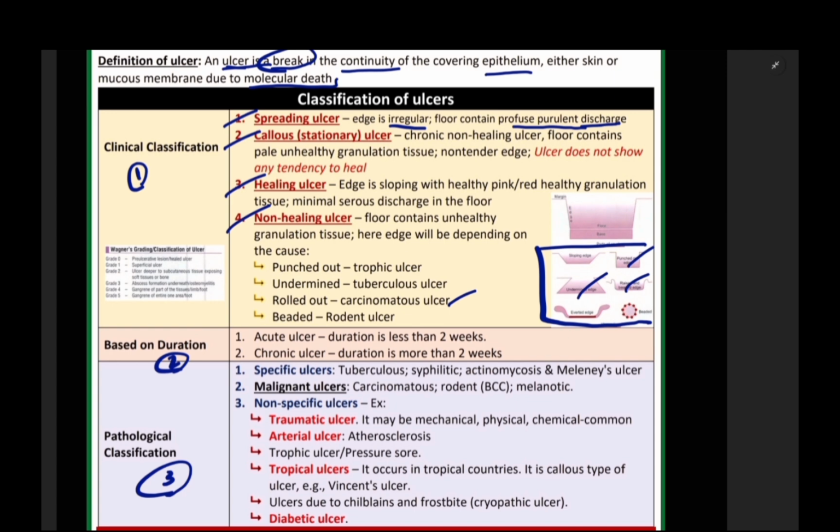So in non-specific also we cannot say the underlying cause. It may be traumatic. The trauma may be mechanical, physical, or chemical. And arterial ulcer, trophic ulcer, and diabetic ulcer, all of these come under the non-specific ulcers, right? So this is an overview.